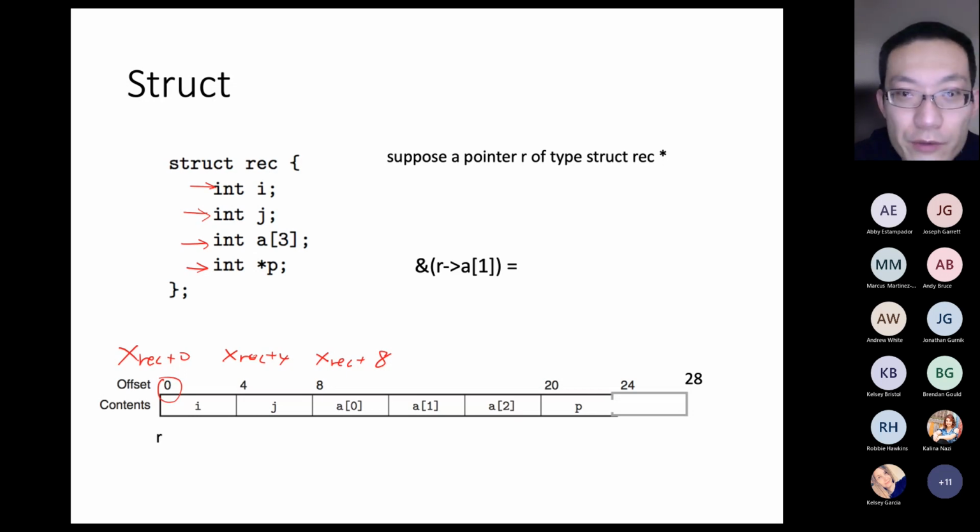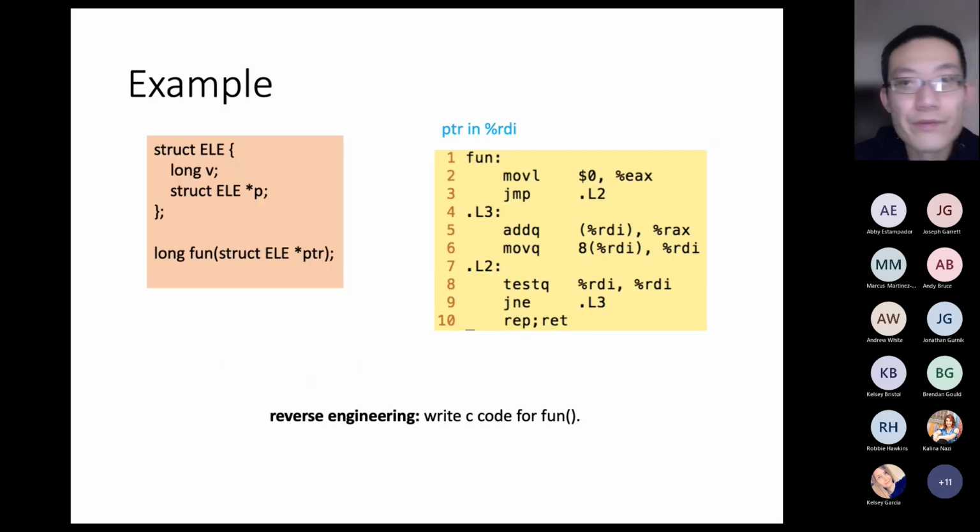And here's the example. Let's say R is the struct's pointer. If we look at A1, you can continue to do this. For A1, you have RAX plus 12 as its address. And here is an example of how it is used. This is assembly code using the struct, and the definition of the struct is right here.